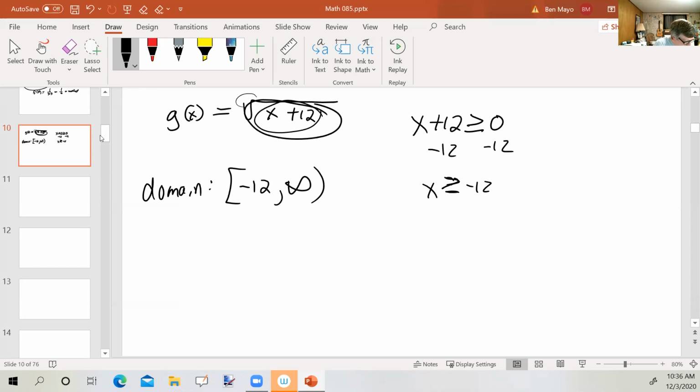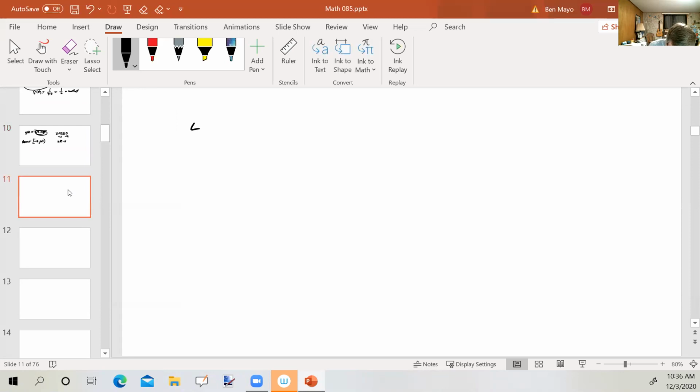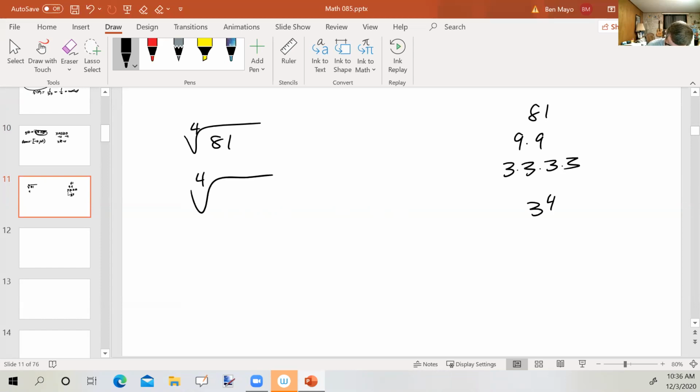Okay, let's see here. What about something like this? Find the fourth root of 81. If you can't just sit there and go, oh yeah, that's 3, what you can do is take it and break it down using prime factoring. So this is the same thing as the fourth root of 3 to the fourth.